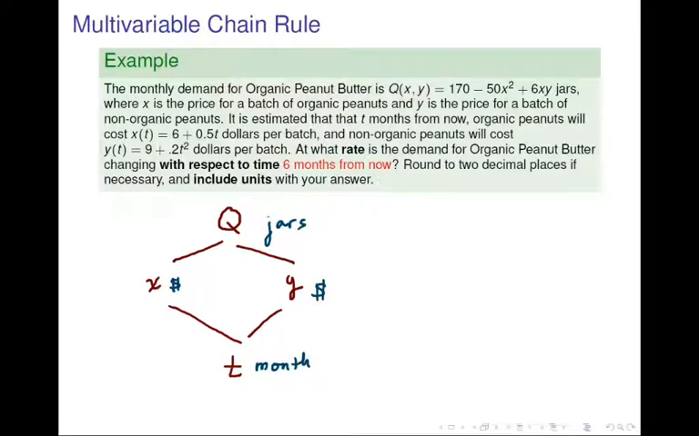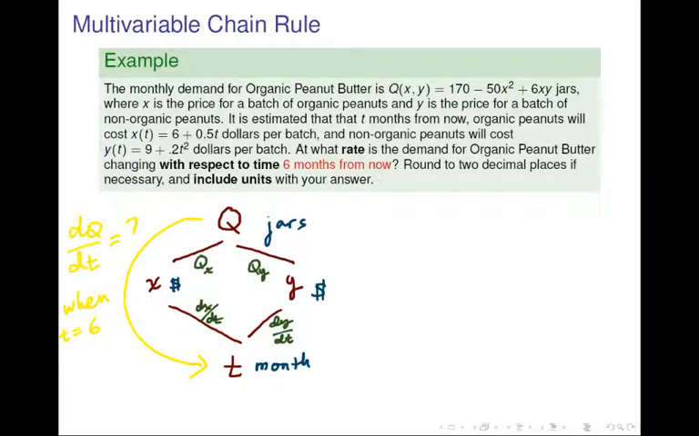It's always a good idea to put in the units next to the variable to keep in mind the final units. So Q is in terms of jars, both X and Y are in terms of dollar amounts, and T is in terms of months. The question is really asking you the rate of change with respect to time of the number of organic peanut butter jars. So that's asking you to find dQ/dt when t is equal to 6 months from now.